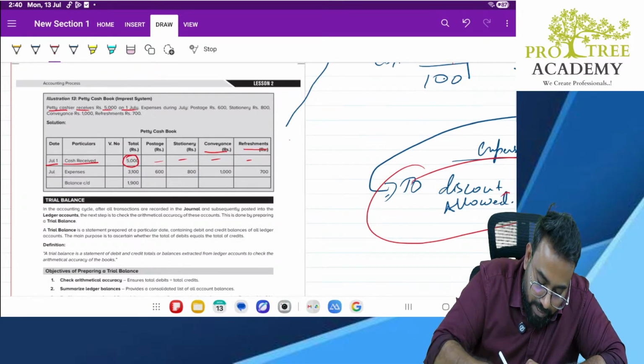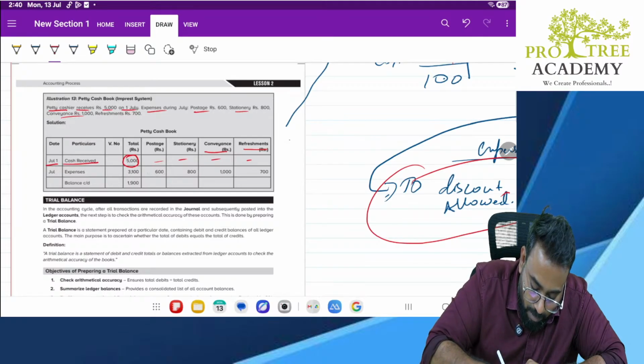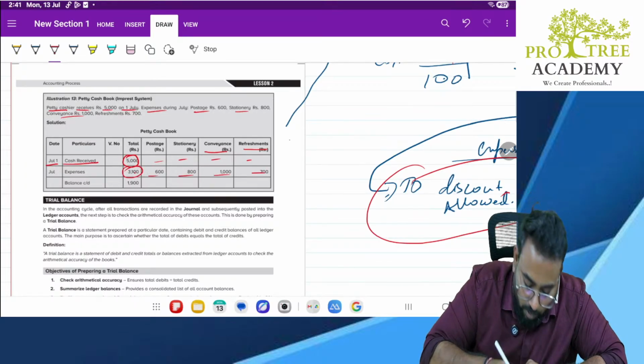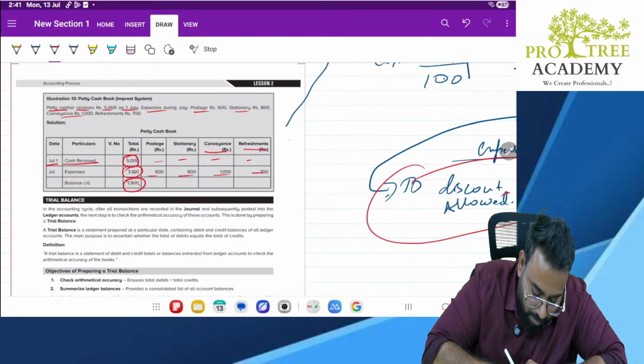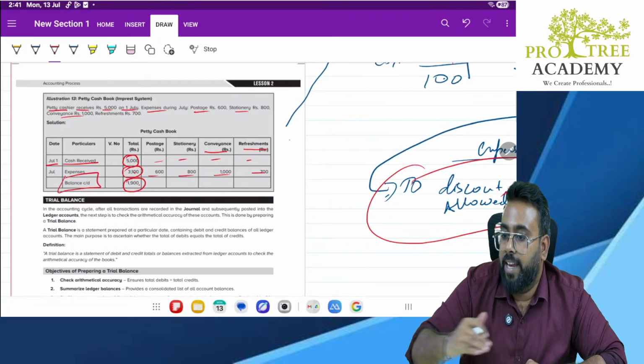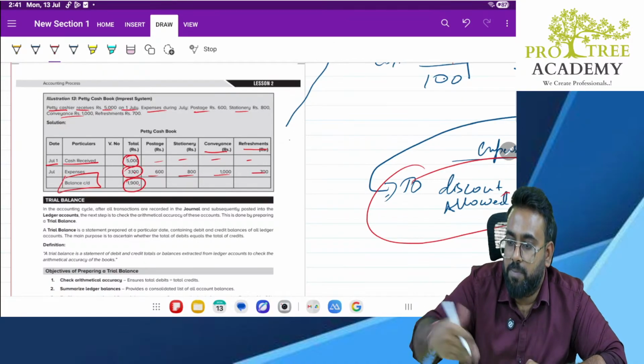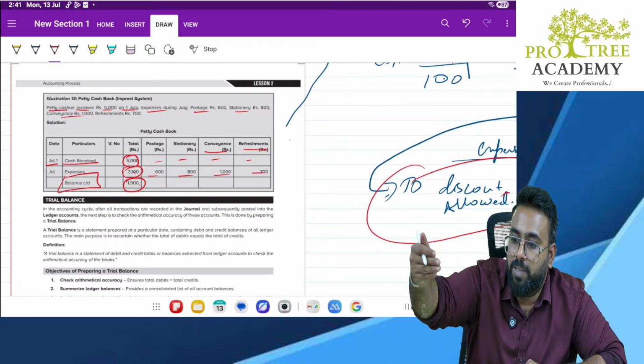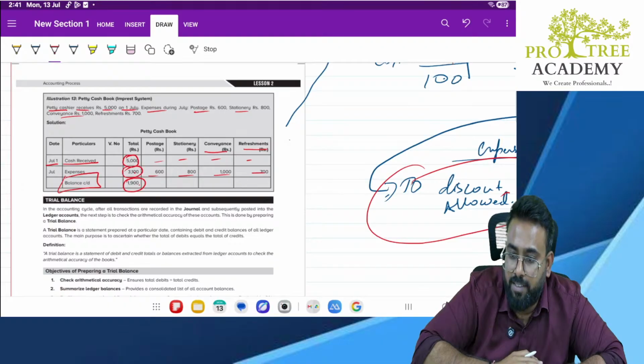Now, next, what happens? Expenses. Postage, stationery, conveyance. So, he has recorded postage, stationery, conveyance. So, total 3001. What is the balance remaining? 1,999. That is nothing but balance carried forward. And then next month again, in the next month, he will bring it down and start.